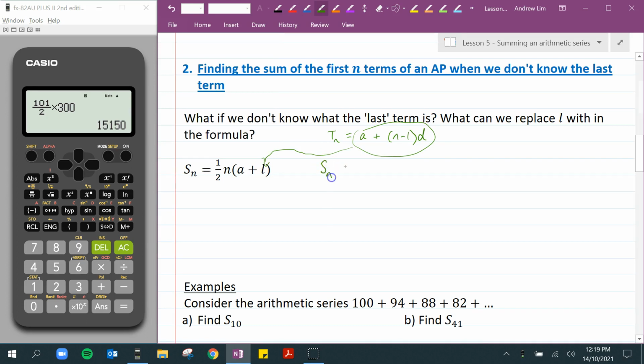We can see that the sum of the first n terms is equal to half n, bracket a plus L, and L is a plus (n minus 1)d. All of that is L. Well, let's tidy this up a little bit. We have n over 2, a plus a is 2a, and then we have plus (n minus 1)d.